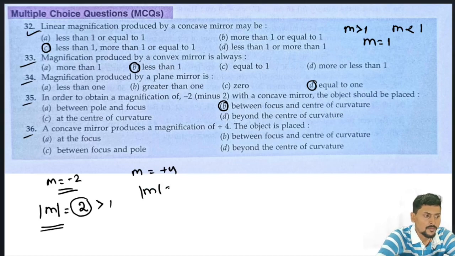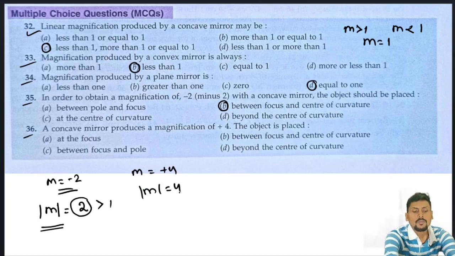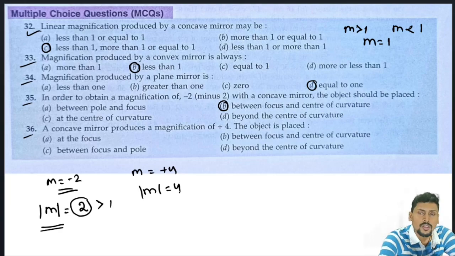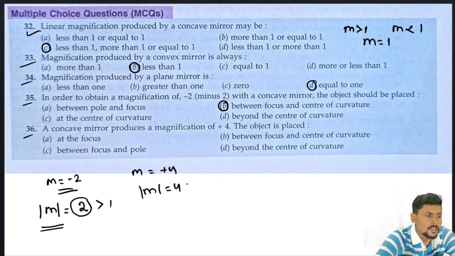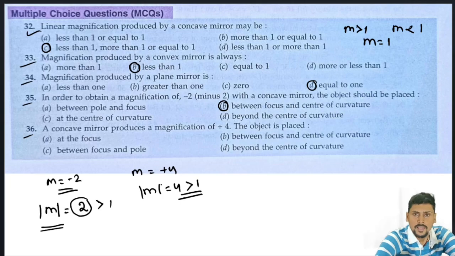The mod of m means you have to only look at the number and ignore the sign, the negative sign. Only look at the positive value, that is 4. This 4 is more than 1, which means a magnified image. A concave mirror produces a virtual, magnified image when the object lies in between pole and focus. Then option C is the correct one.